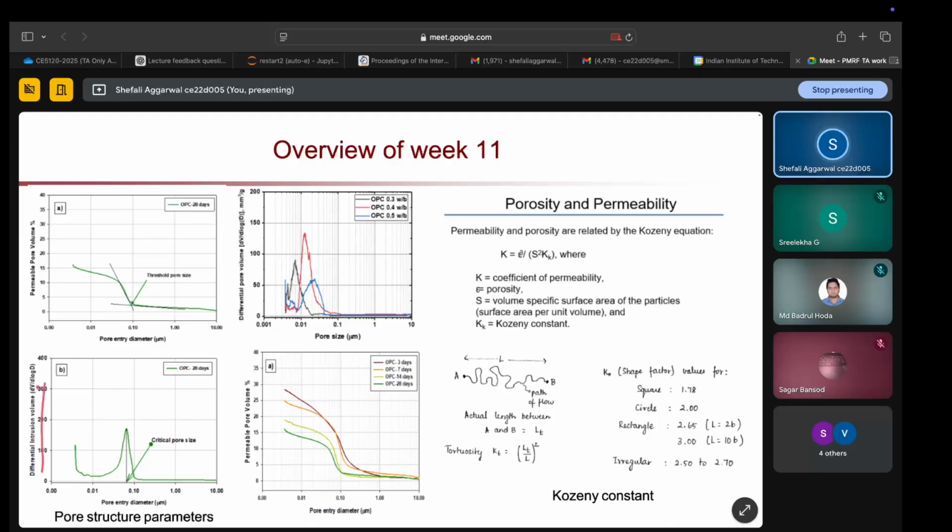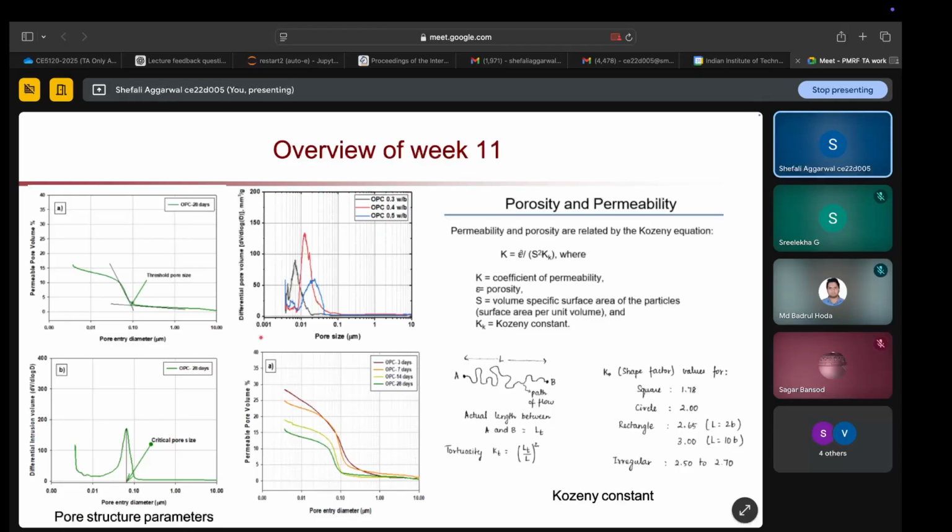Another thing is the differential intrusion volume. You won't get it directly from MIP. That is calculated using dV by d log d, where d means diameter of pores. Using this differential equation, you will get a peak. Wherever you get a peak, that will be your critical pore size. That means in your concrete system, maximum pores are of this particular size.